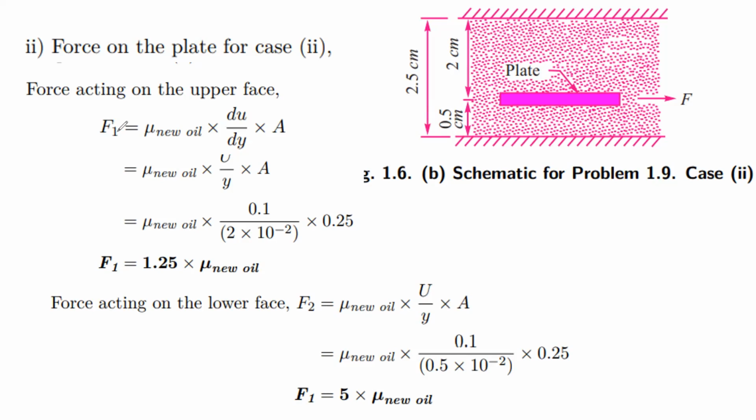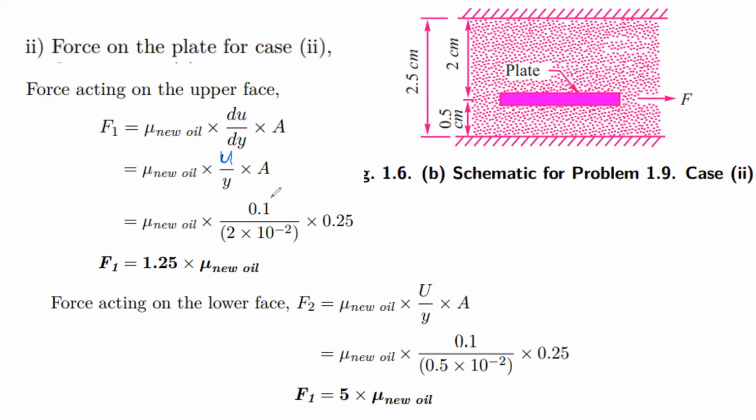Earlier it is F multiplied by 2. Now there are two different forces because the gap has changed. Using the same equation, mu new oil, because he has changed the oil, F = mu new oil du by dy into A. Again mu new oil into u by y into A.